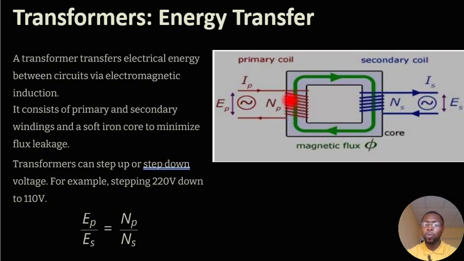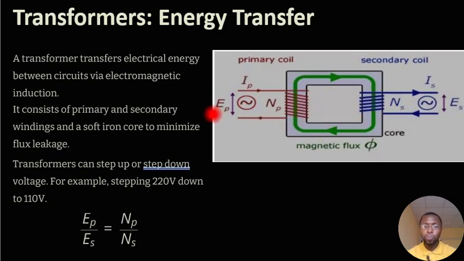Now, if the number of turns in the primary circuit is bigger than the number of turns in the secondary circuit, then we say that this transformer is called a step-down transformer. But whenever the number of turns in the primary coil is smaller than the number of turns in the secondary coil, then you call that transformer a step-up transformer. All right, very important that you know this. These are the two types of transformer we have: the step-up and the step-down transformer.